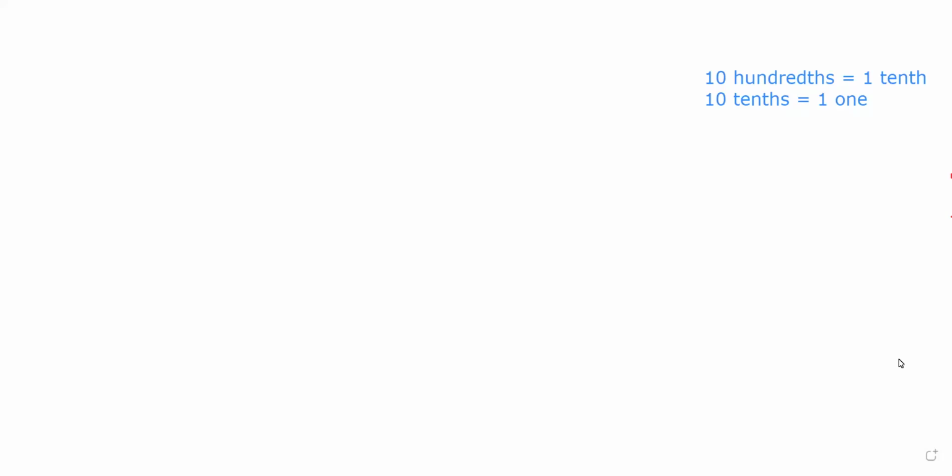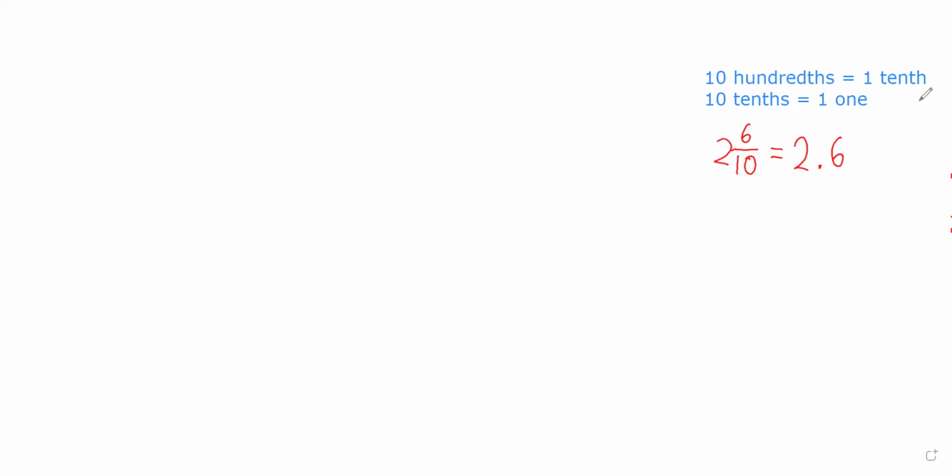Hi everyone. Previously, we learned how to convert mixed numbers into decimals, and we looked at mixed numbers with denominator 10 or 100. So for example, let's say if we have 2 and 6/10, I know that this is the same as 2 ones, and for the parts I have 6/10, which means my answer is 2.6.